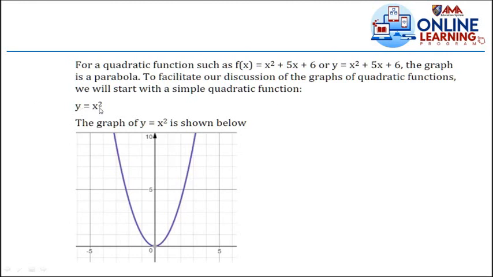Y is equal to x squared. The graph of y is equal to x squared is shown below. Here it is, no? So from 0, 5, 10, from negative 5 and 5. So, this is your vertex. We're going to have these coordinates, okay?